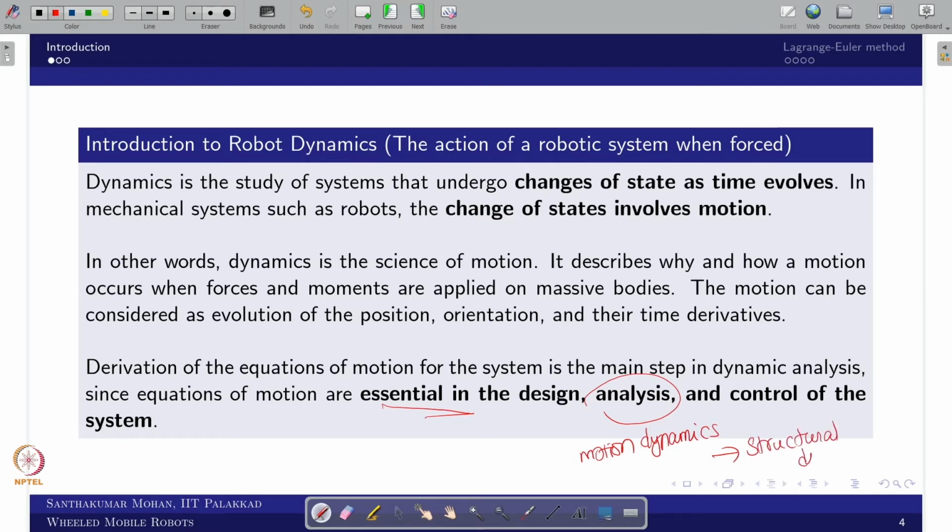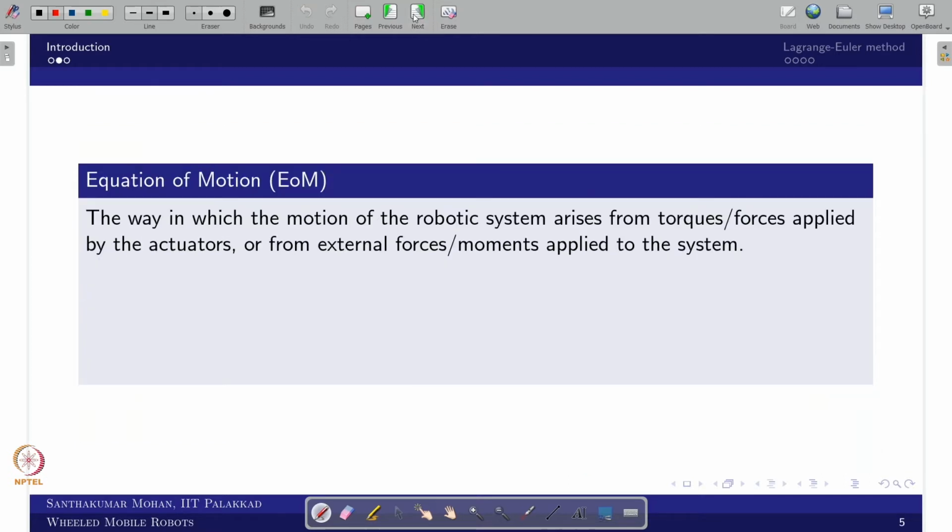The structural dynamics is where you take non-moving entities, but the moving entity is going to give a set of equations. That set of equations is what we call equations of motion. That is what we are trying to derive in this particular lecture 11. Okay, so now you are clear about what we are trying to see in this lecture.